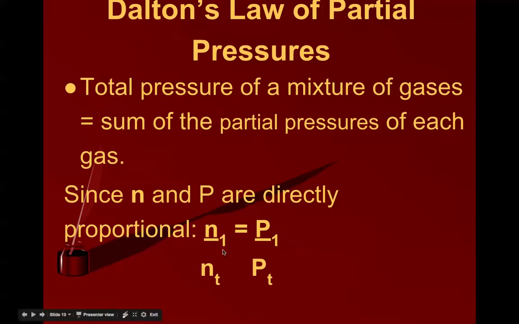So let's look at these variables here. n1 stands for the number of moles of whatever the gas in question is. P1 is the partial pressure. I would make that note on your notes here. Put arrows towards these: partial pressure, number of moles. This is total number of moles, and this is total pressure. So you might need to pause to write that stuff down. But that is Dalton's law of partial pressures.